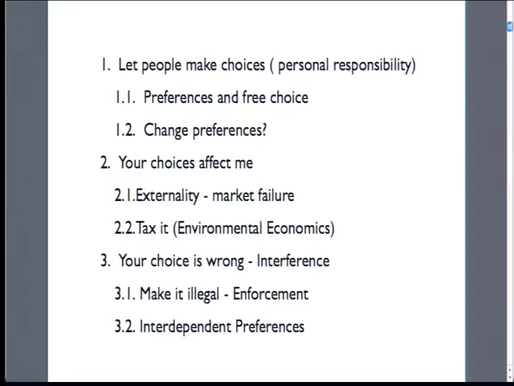And the third layer is something we would call interference. Your choice is a wrong choice. It's a bad choice. And we have rules and laws all about these. We make it illegal. You can't make that choice. If you don't obey that law, we have a way to enforce that. We have fines. We have people following you around, observing you.